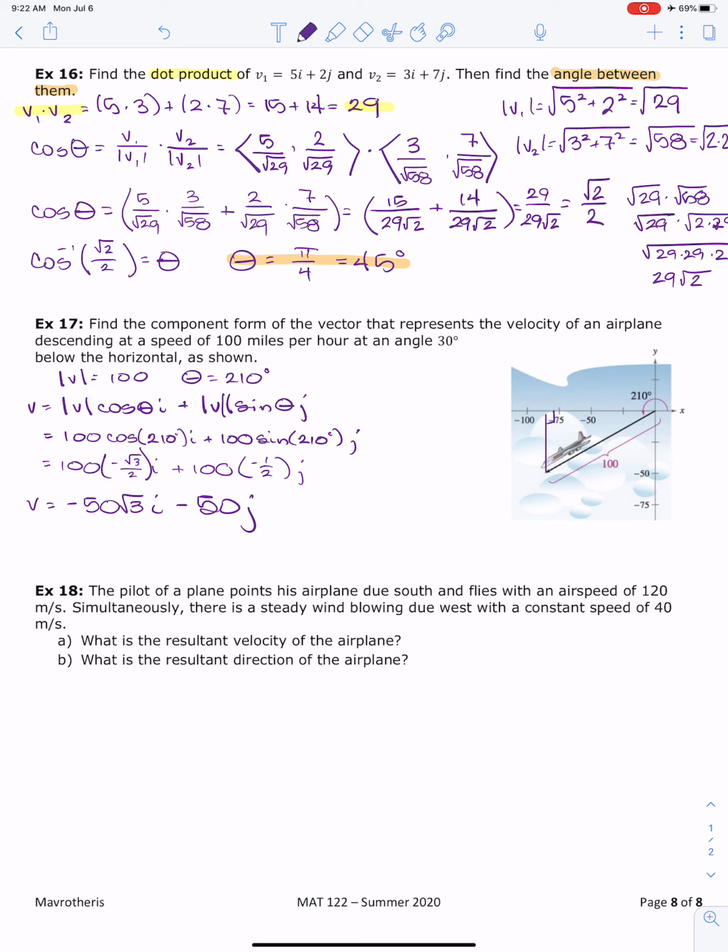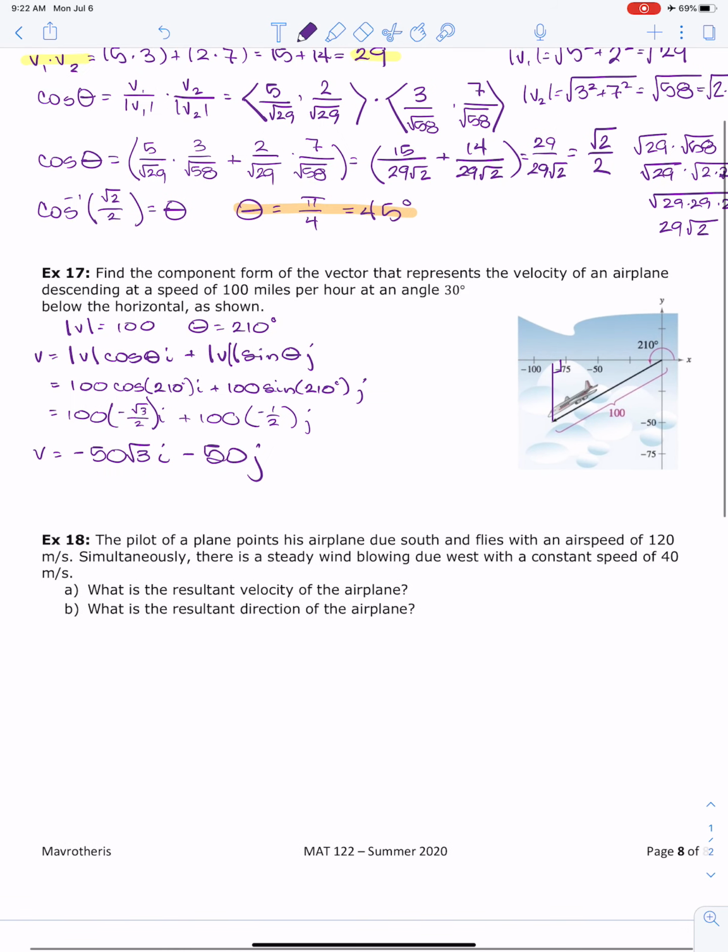I'm not going to worry about converting that square root of 3 to a decimal unless I need to. That square root of 3 is an exact value, and I would much rather have my answers in terms of exacts. Okay, and that's it. That's the component form of the vector. Number 18 is looking for something a little different.